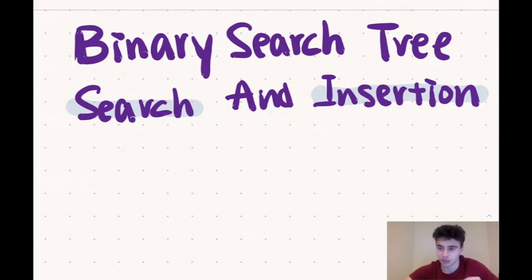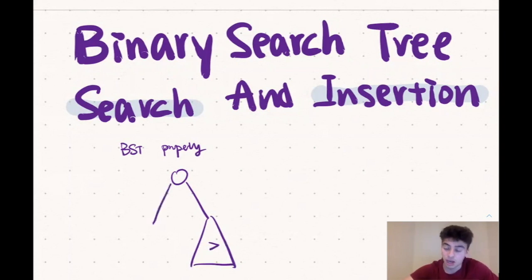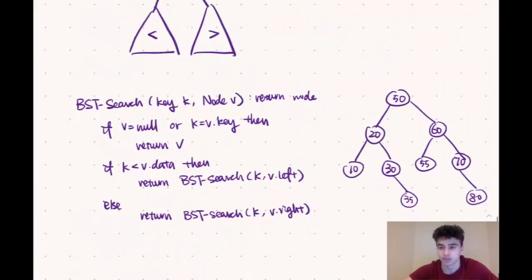For today's algorithm, we're going to be discussing binary search tree search and insertion. But before we get there, let's quickly recap what the binary search tree property is. The binary search tree property states that for every node, the right subtree of that node must contain nodes that are greater than our current node, and the left subtree of that node must contain only nodes that are smaller than our current node. So we're going to use this binary search tree property in order to figure out how we want to search a binary search tree.